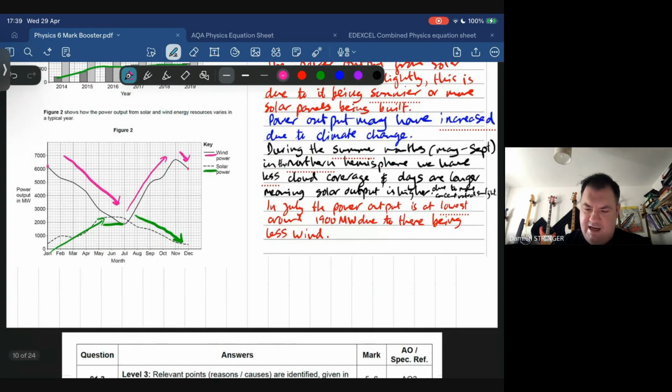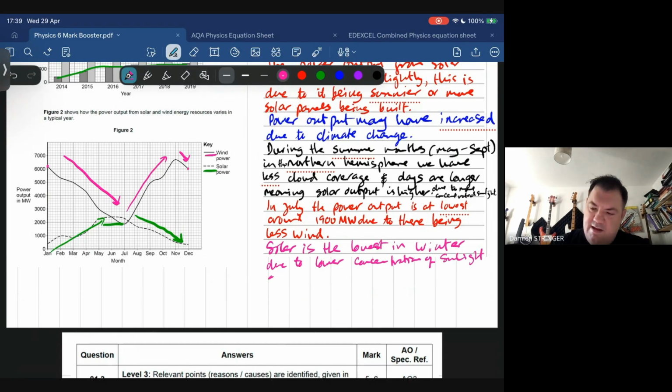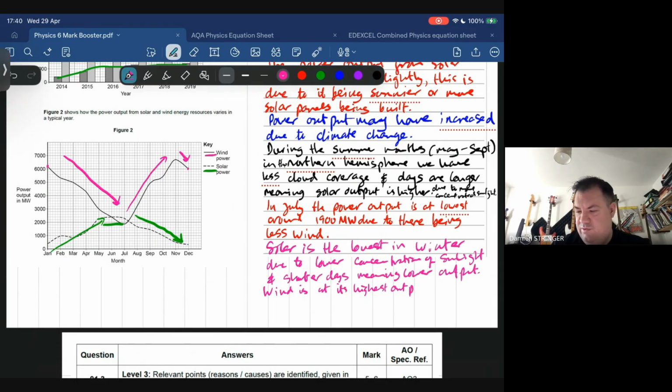So just for the sake of getting an answer down now, I would say sunlight, or what is it, solar? Solar is the lowest in winter due to lower concentration of sunlight and shorter days, meaning lower output. And then I would just do the same for wind. Wind is at its highest. I should have really put output before. Highest output in the winter months.